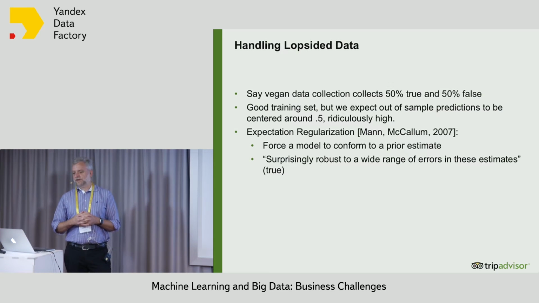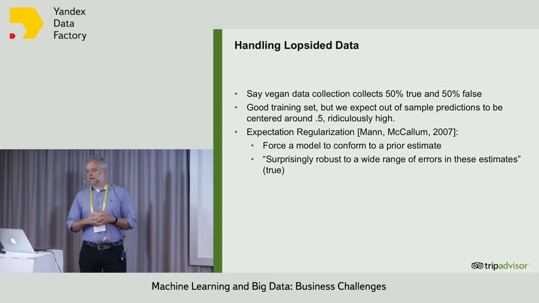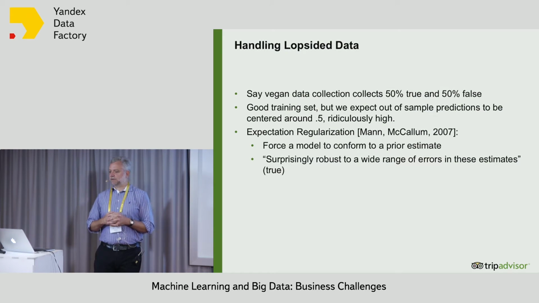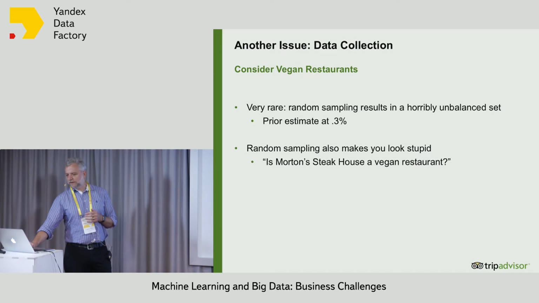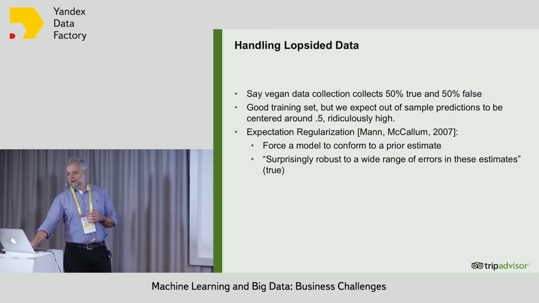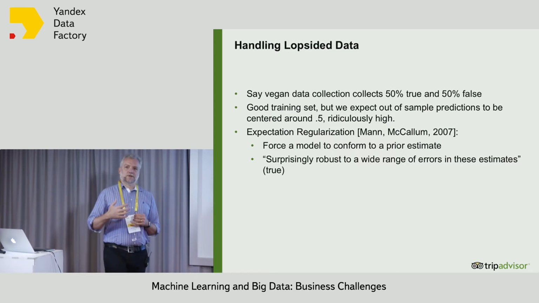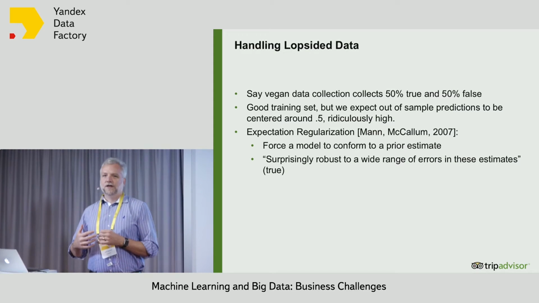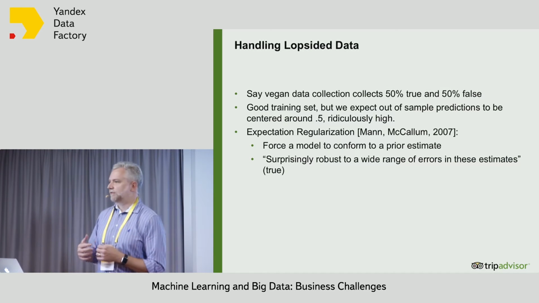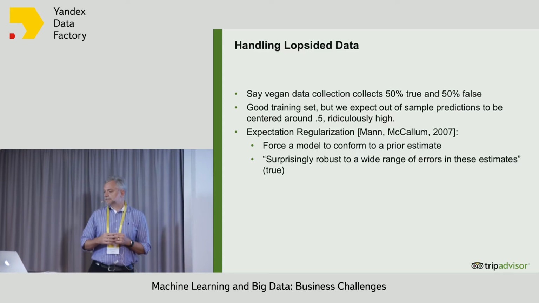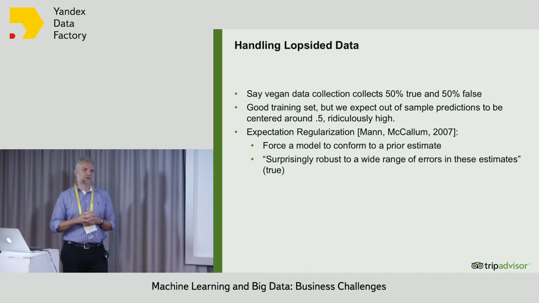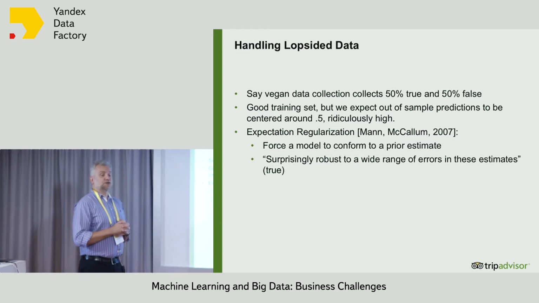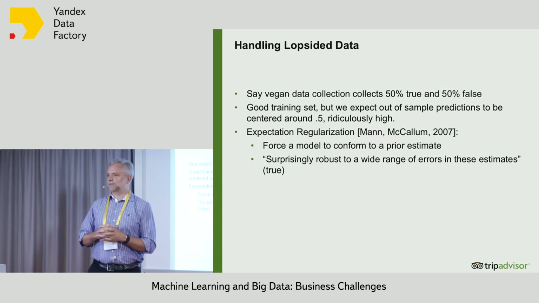So we use a technique called expectation regularization that forces the model to conform to a prior. The prior estimate that we have for vegan restaurants is like 0.3% or something like that. So we'll use a regularization term in the objective function in order to force the model to conform to that particular prior. Mann and McCallum state that surprisingly this technique is robust to a wide range of errors in these estimates. I can verify that that's true, which is a good thing because coming by accurate values for these priors is pretty tough.